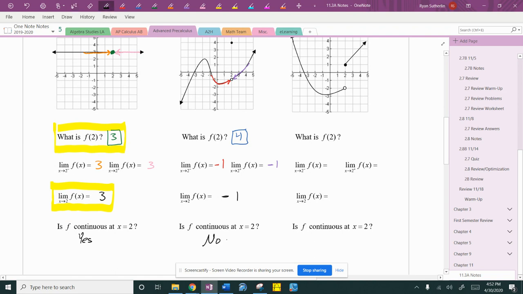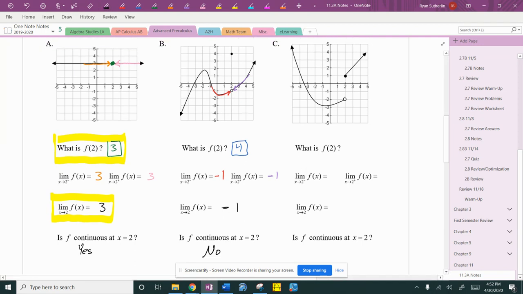But this is not a continuous function, right? I can't draw this without lifting my pencil and doing this other point or jumping to the other branch. And notice, f of 2 does not equal that limit. That's going to be a key to this whole definition of continuity.